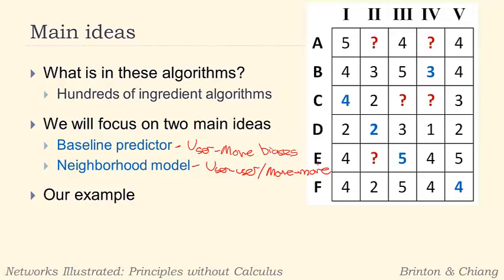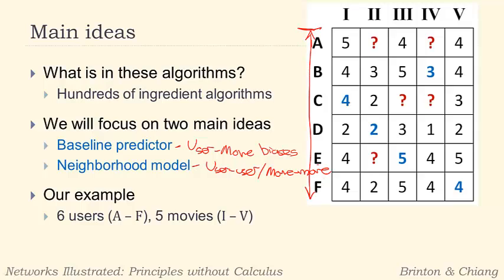We'll stick to one example just to make it easier. And so in our example, we have 6 users, which we label A through F down the rows. Again, users down the rows. And we have 5 movies, 1 through 5, which we denote with Roman numerals. The reason I did letters and then Roman numerals was so you didn't get confused with the actual rating values, which we'll use just numbers, 1 through 5, to denote.